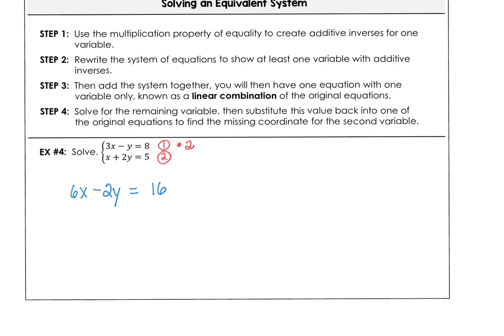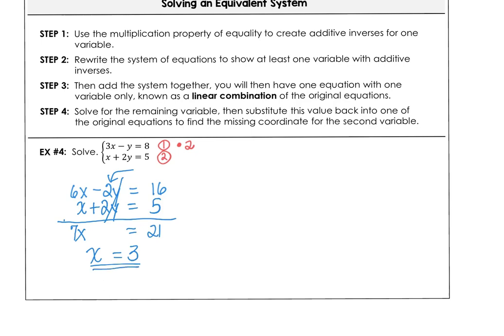And then lining up equation 2 underneath, we have x plus 2y equals 5. So you notice we have the additive inverses right here in the y column. So adding the columns, 6 plus 1 is 7, and 2y minus 2y eliminates, and 16 plus 5, that's 21. So we know our ordered pair, the x value is 3.